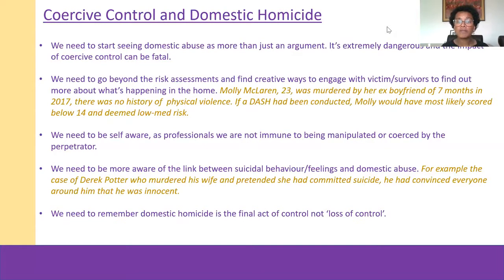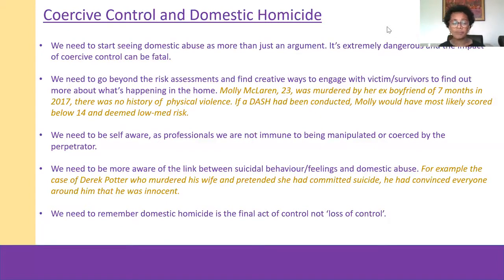So I think we have to find more creative ways to engage with victims and survivors to find out what's happening in the home. A victim might not say he threatens to kill himself, but we need to be asking questions about that. So when you've thought or talked about leaving, what does he say? Does he say to you that he can't live without you? We need to find more creative ways when talking with victims and survivors.